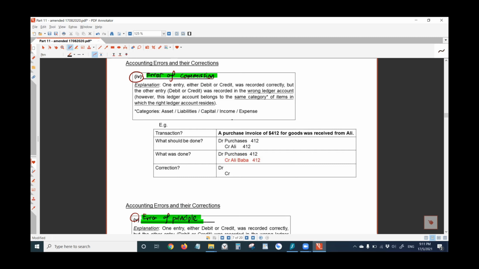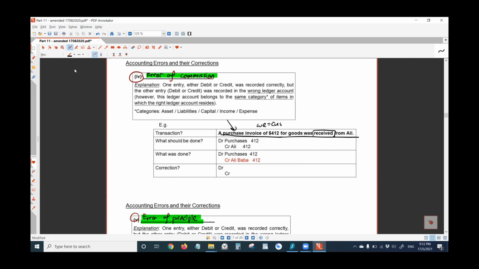I'm not going to zoom in. Hope you can see here, because I want you to see the comparison. Purchase invoice 412 for goods was received from Ali. That means you have received the invoice from Ali. We are the customer. We buy goods on credit from Ali.